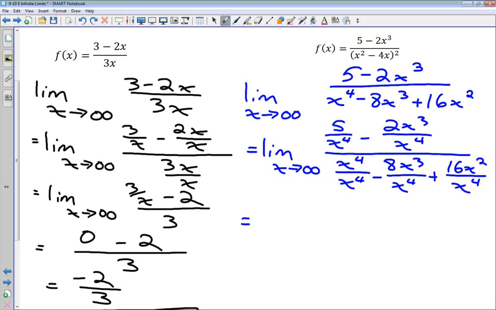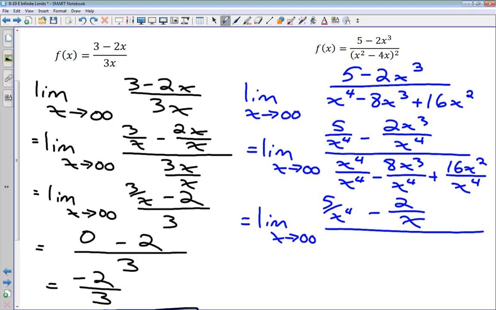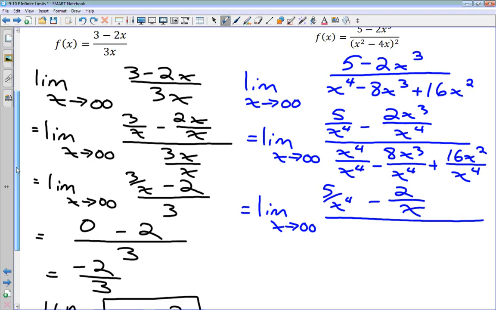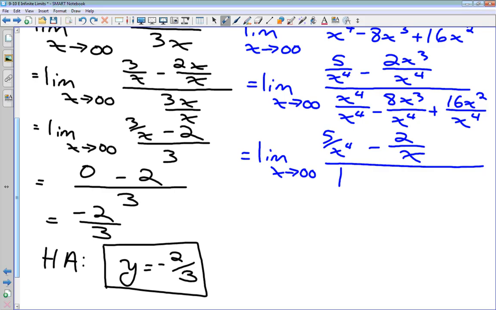Well, let's see if we can do some canceling here. We're still doing the limit as x tends to infinity. 5 over x to the 4, I can't do anything there. But 2x cubed over x to the 4 can become 2 over x. Down in my denominator, I'm going to have x to the power of 4 divided by x to the power of 4 is just 1, minus 8 over x plus 16 over x squared.